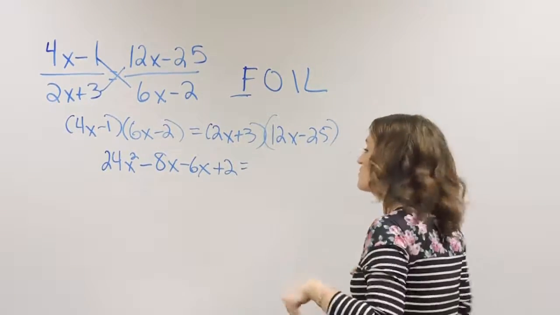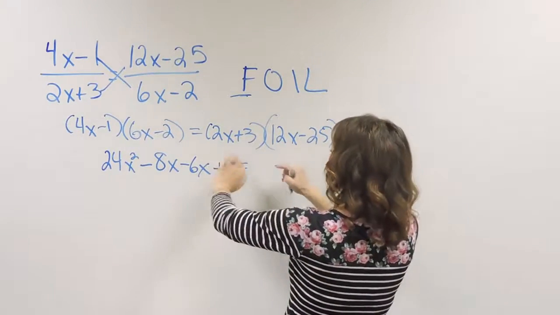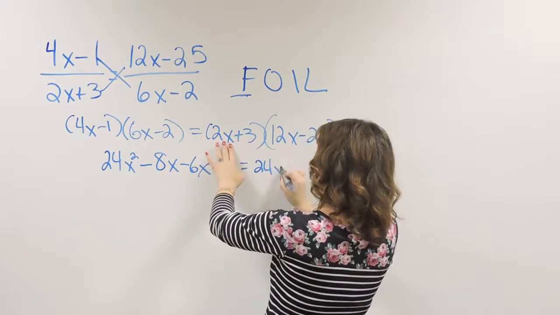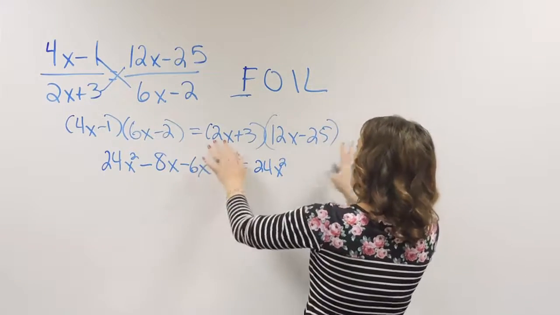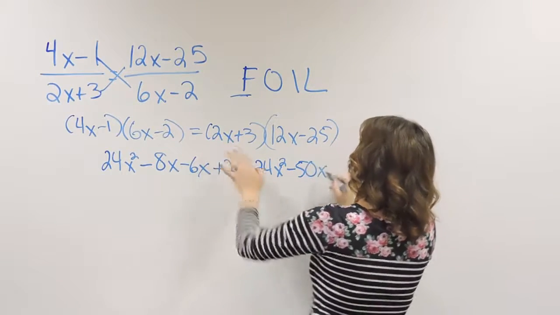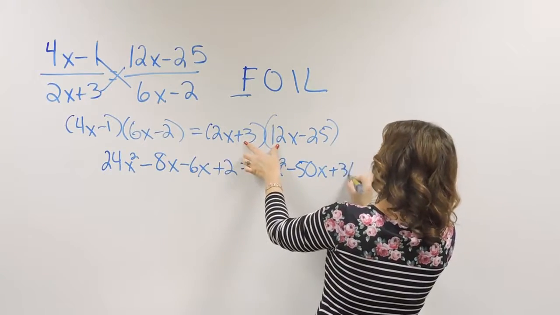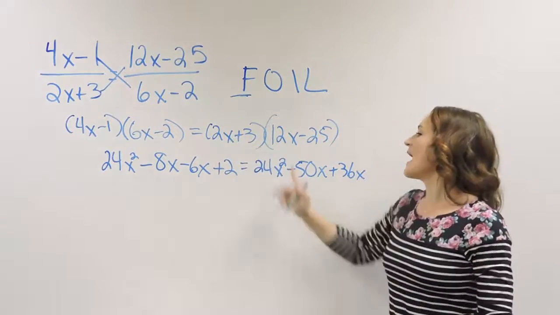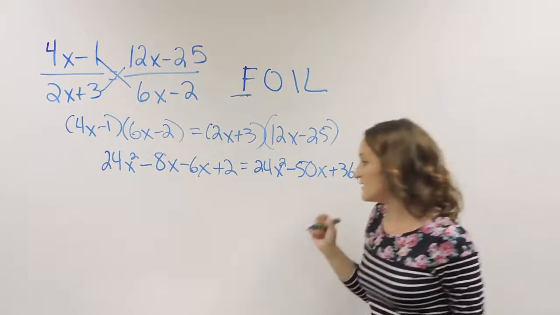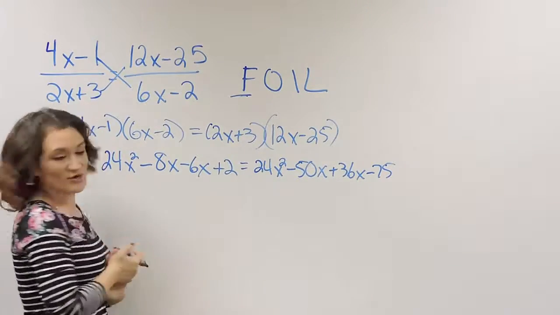Now let's go ahead and FOIL the right-hand side as well. So first, outside, inside, last, starting with first, 2x times 12x gives me 24x squared. Outside, 2x times negative 25, that's a negative 50x. Inside, 3 times 12x is 36x. And then last, 3 times negative 25 is a negative 75. All right, so we're left with all of these terms here.